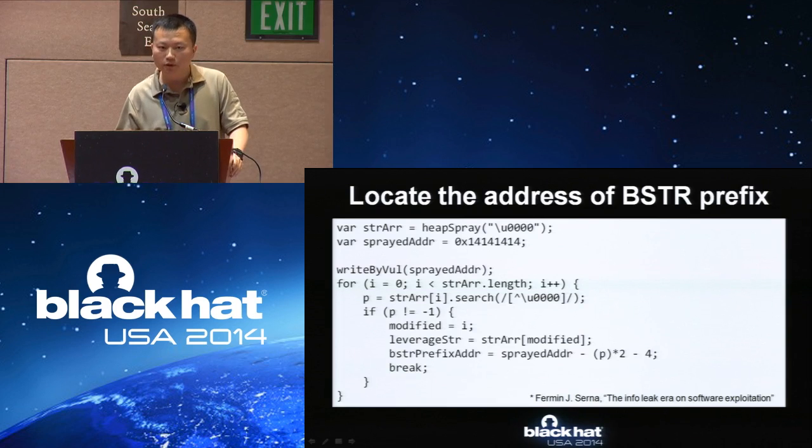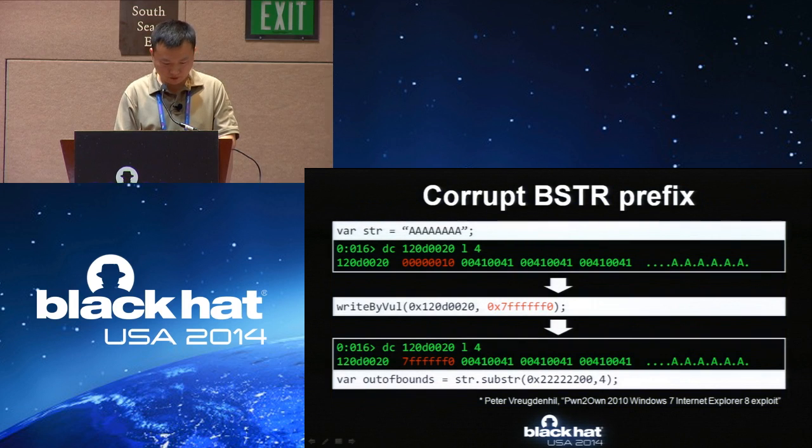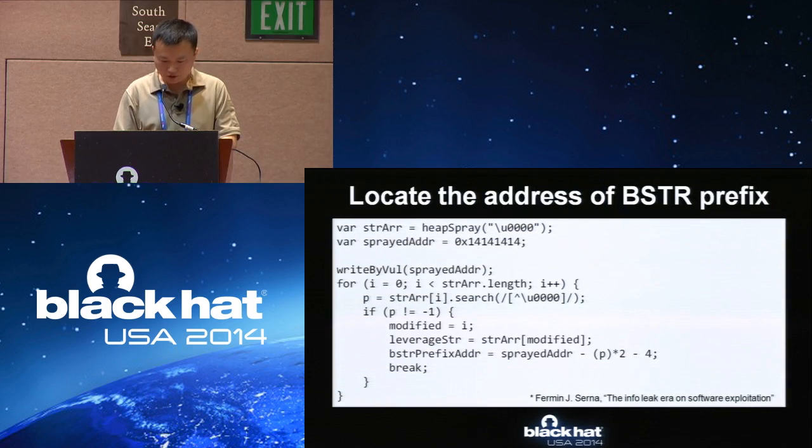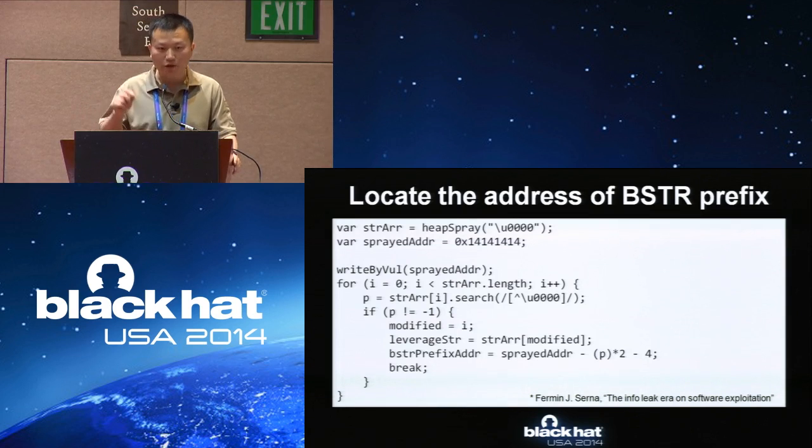And the address of the length, we can calculate it. First, change any character in the sprayed string by some vulnerability, and then check each character. Find out which one was changed, and calculate the offset to the initial of the string. Then we get the address.